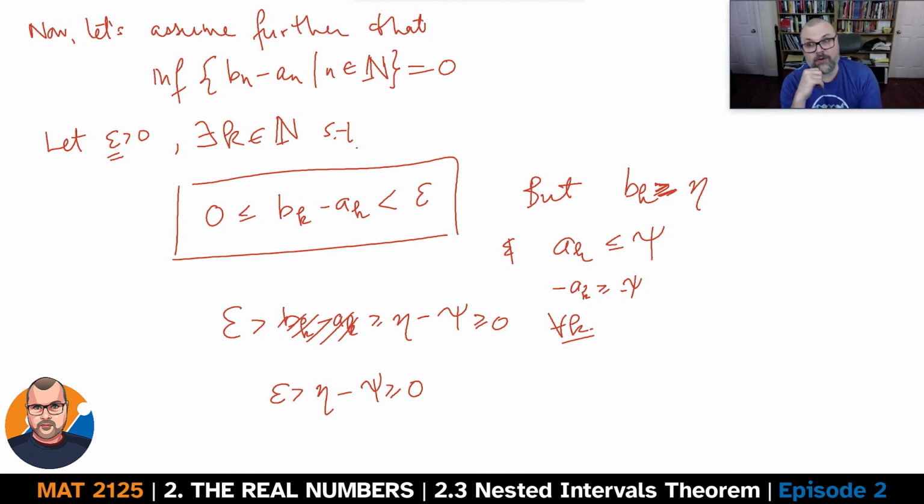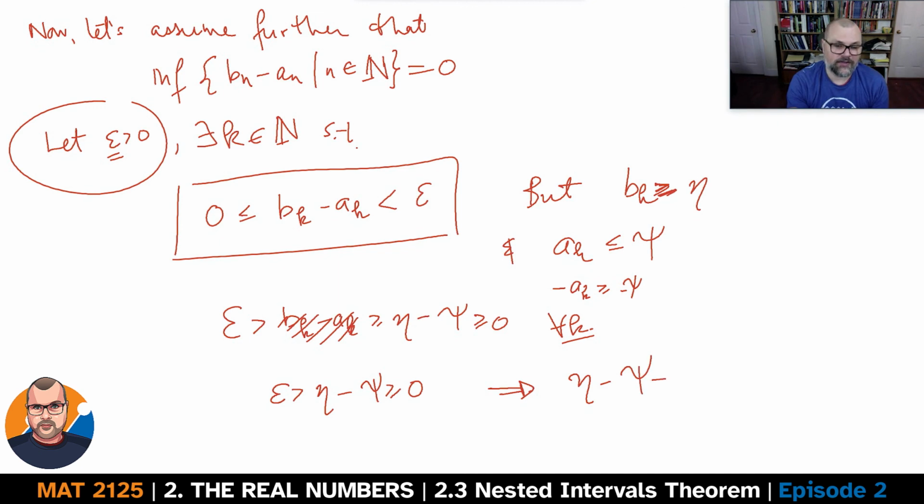And the epsilon we picked at the top was completely arbitrary. It could have been any epsilon. Well, not completely arbitrary, it at least had to be positive. The only way for this to be true for every choice of epsilon is if eta minus psi is equal to 0. In particular, that means that eta is equal to psi. And this concludes the proof.